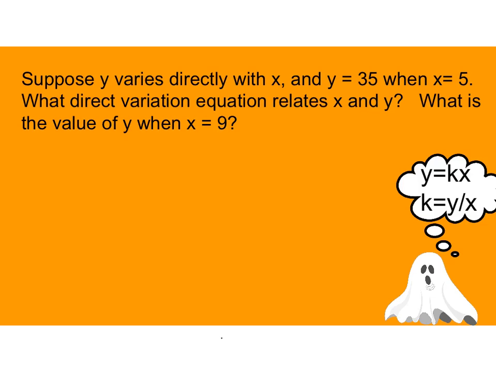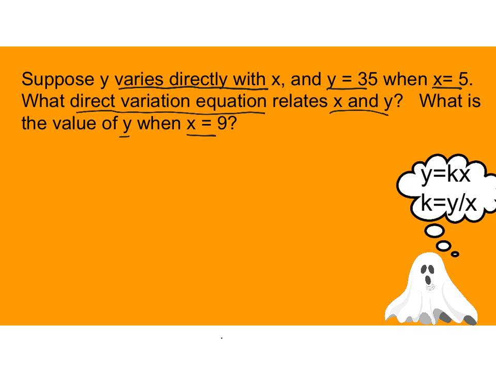Suppose y varies directly with x. Ooh, we have the key phrase, varies directly with x. So this means it is a direct variation equation. And y equals 35 when x equals 5. What direct variation equation relates x and y? What is the value of y when x equals 9?